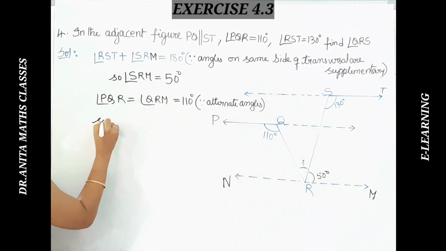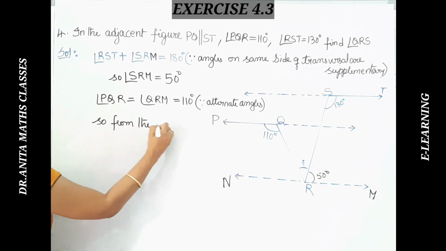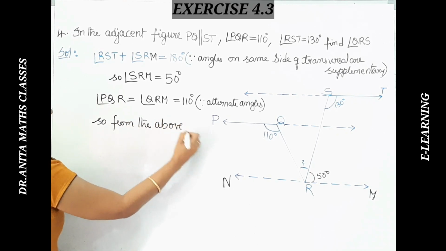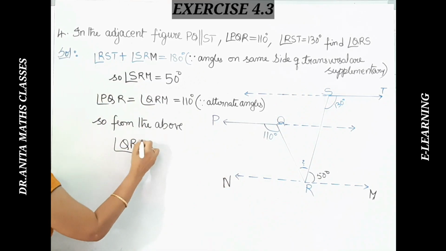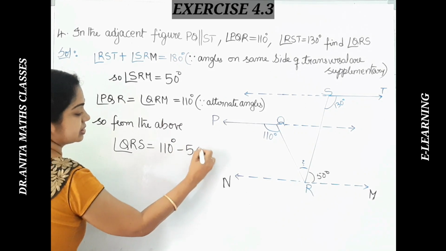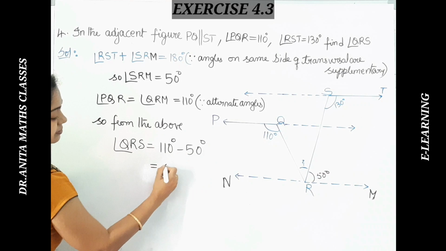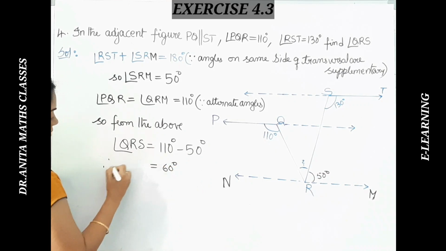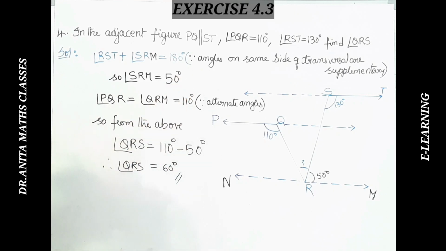So from the above, angle QRS equals 110 degrees minus 50 degrees, which we got. That becomes 60 degrees. Therefore, angle QRS is 60 degrees. That is what we needed to find.